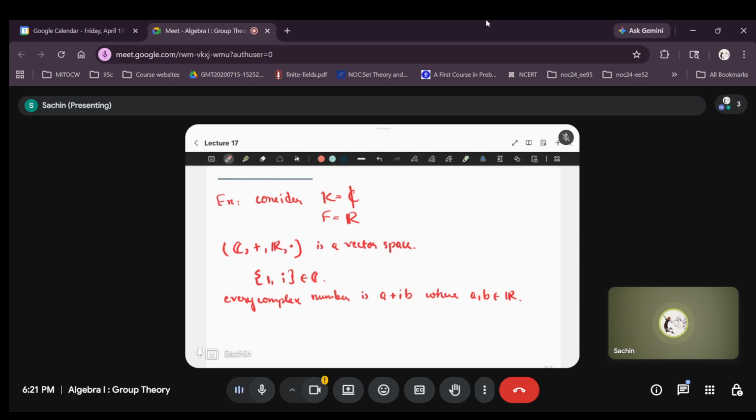So you see, we have 1 and i, these are two vectors, and you multiply them with scalars in the scalar field, and you add them. So you're taking scalar linear combinations of 1 and i with the scalars from the scalar field R. So it is a vector space, right? With the basis 1 comma i.